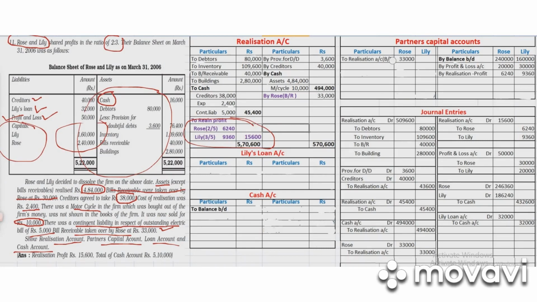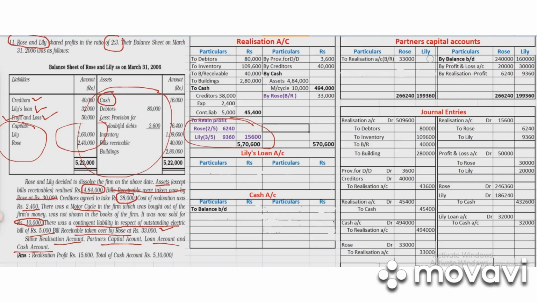Okay. Now all the items have gone. Opening balance has gone. Previous year's profit has been divided. The realization profit has been given. Now you take the total of Rose and Lily, both sides. You get the total this much.